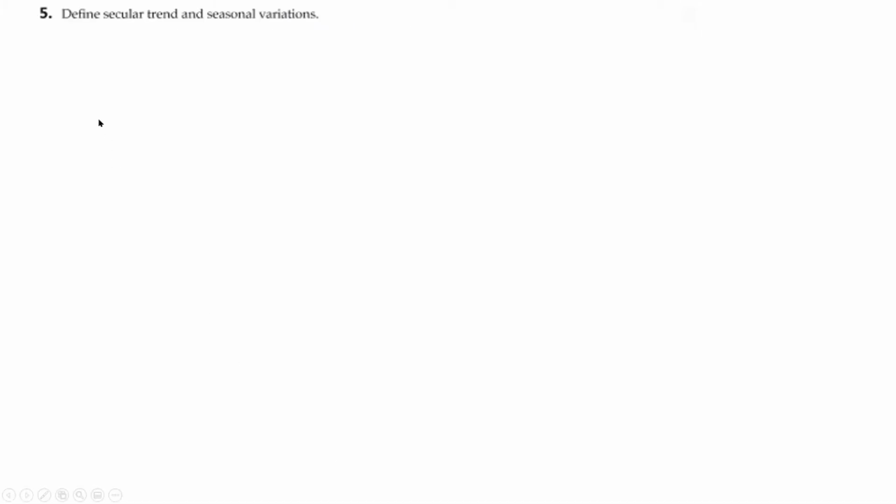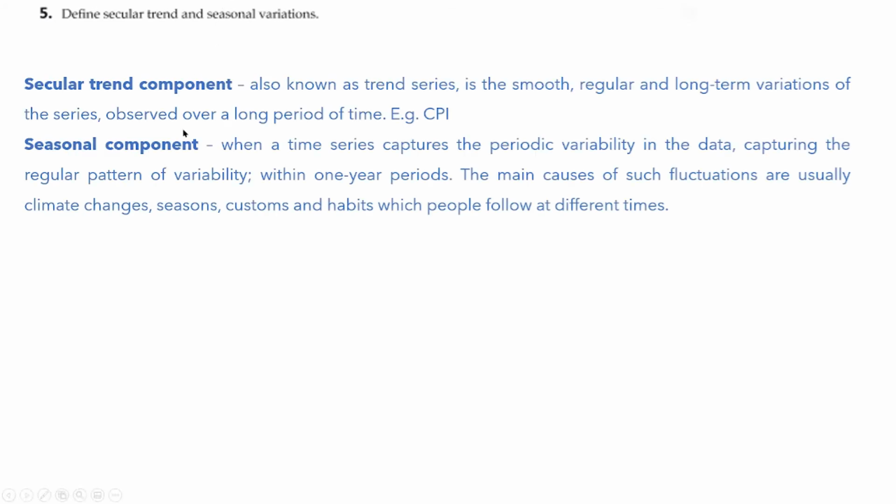Moving on to the next question. Define secular trend and seasonal variations. Now this is from time series analysis. It is a theory question. Here we have to define secular trend and seasonal variations. This we have studied. The secular trend component is also known as trend series. It is the smooth, regular and long-term variation of the series observed over a long period of time. For example, consumer price index.